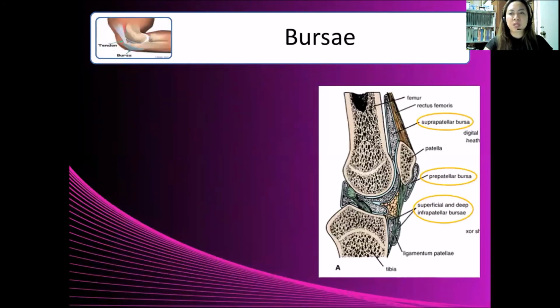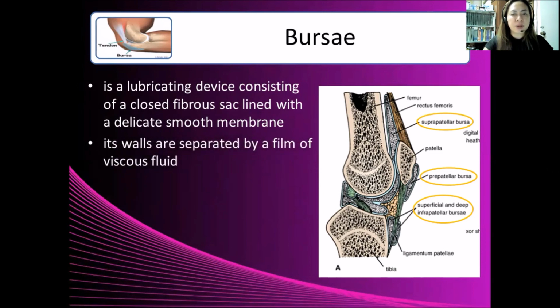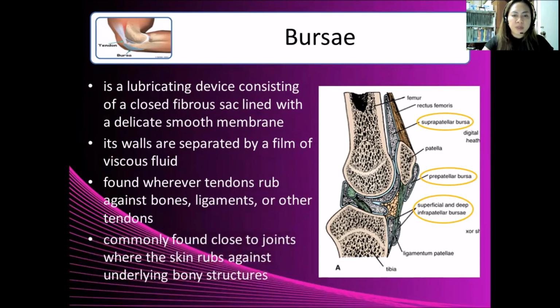Ano naman tong bursa? Bursa is a lubricating device consisting of a closed fibrous sac lined with a delicate smooth membrane. So its walls are separated by a film of viscous fluid and found wherever tendons rub against bones, ligaments, or other tendons. So it's commonly found close to joints where the skin rubs against underlying bony structure.